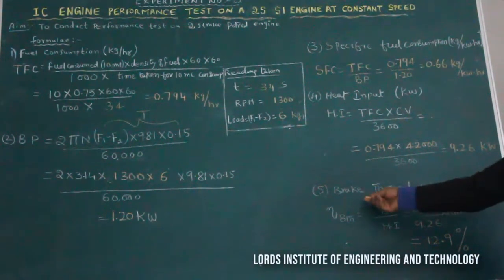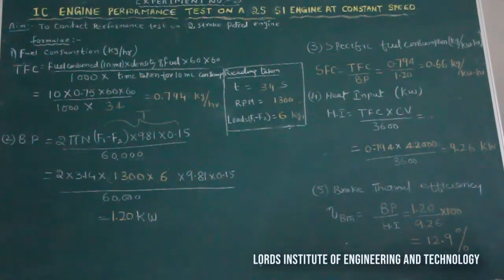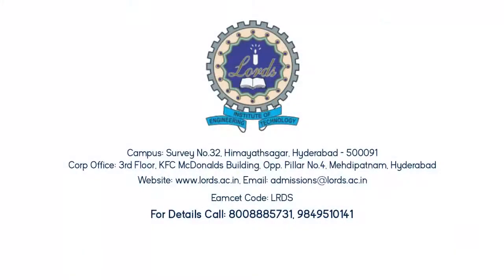So that is why now we are calculating brake thermal efficiency. Brake thermal efficiency is given by brake power divided by heat input. That means this is the output and this is the input which we have given to the engine. The brake power we got here is 1.2 kilowatt, and the heat input, again in kilowatt, is equal to 9.26. If I simplify it and multiply it by 100, I get 12.9%. That means the overall efficiency of the engine is 12.9%. This concludes the experiment on a 2-stroke petrol engine. Thank you.